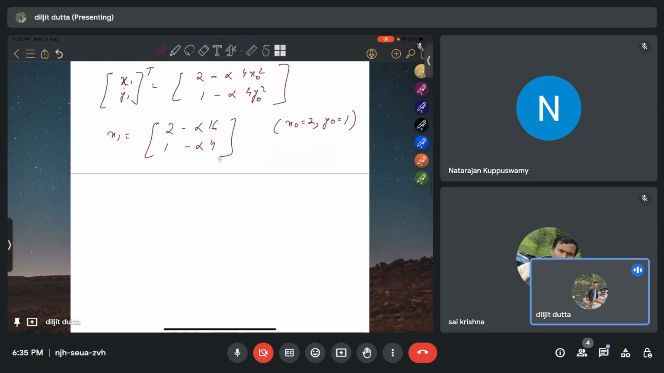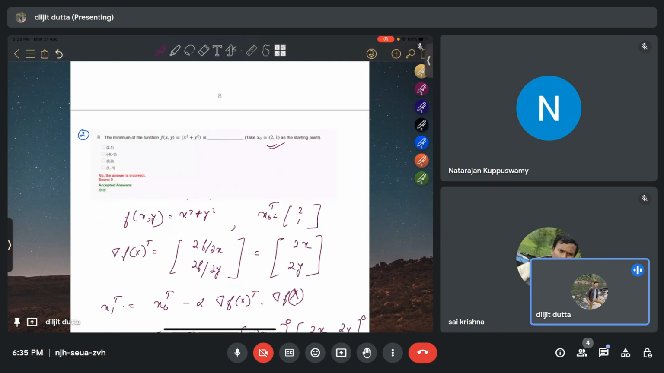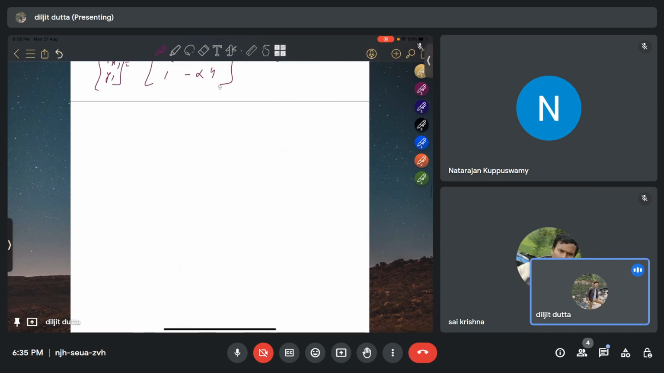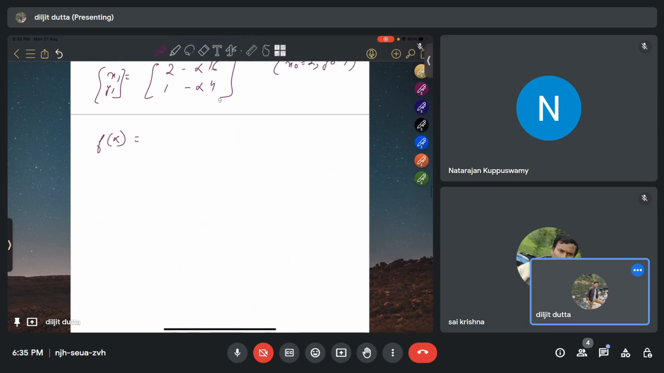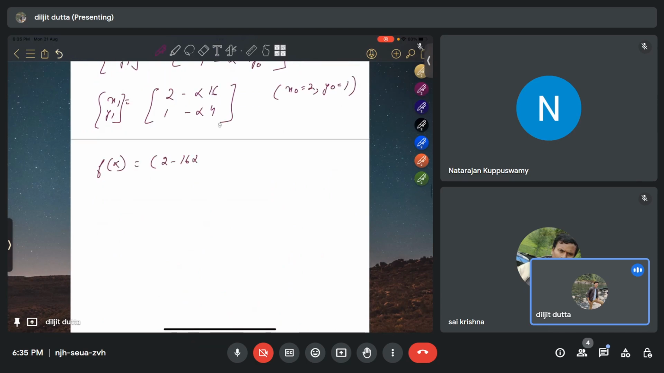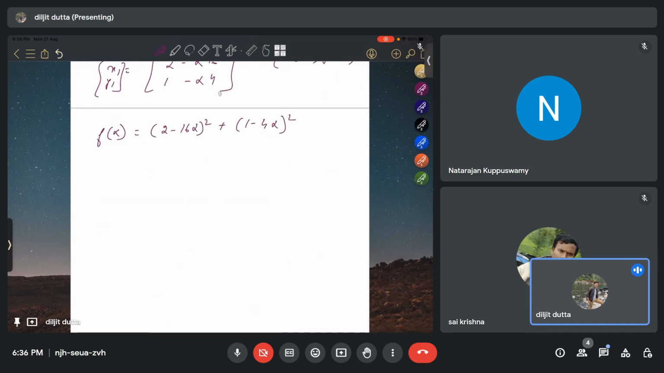So we have this for x1 and y1 only in terms of alpha. We have to substitute this in the function, that is f of x1. So now it will be f of alpha is equal to 2 minus 16 alpha whole square plus 1 minus 4 alpha whole square. So the thing is that we can directly take the derivative and get the value, or we can also use Newton's method or the golden section search method. So you know these methods. I will be directly taking the derivative and finding the solution in terms of alpha only.